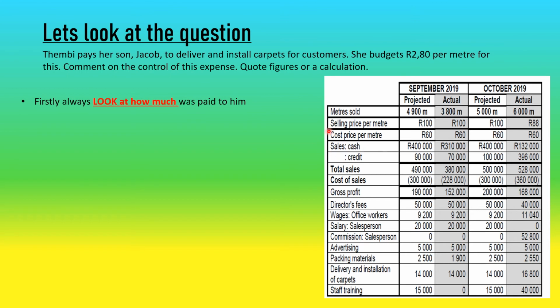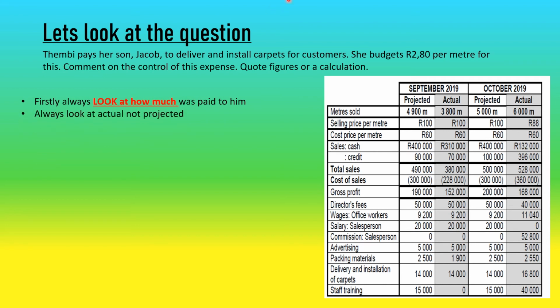per meter, right? So selling price, she had sold, in actual she sold 3,800, but in September she projected 4,900. So that means she said if she was going to sell 4,900, she would have paid him 14,000. But she actually only sold 3,800 and then she paid him 14,000, which means she paid him more than what he should have been paid for. Also, you would see that in October she projected 5,000 meters and she would still pay him 14,000, and the actual she sold was 6,000 and then she paid him 16,800, and that seems fine with the meters that she sold, and were more than she projected. Therefore she had to pay him more because she's paying him per meter.